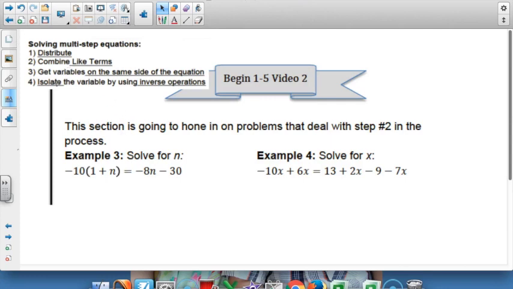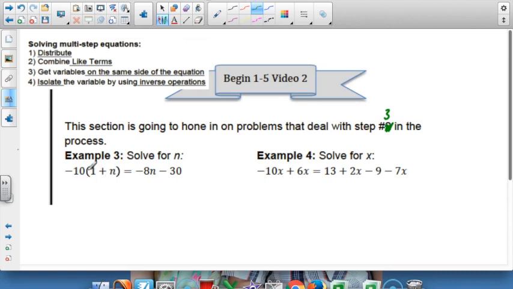Remember in the last video, I showed you 4 steps to solving multi-step equations, and this third one says get variables on both sides, and that didn't come into play in the problems we did in the last video. It will this time. So we're going to start exactly the same way. We're going to distribute. First, let's fix this. This says second step. We meant third step.